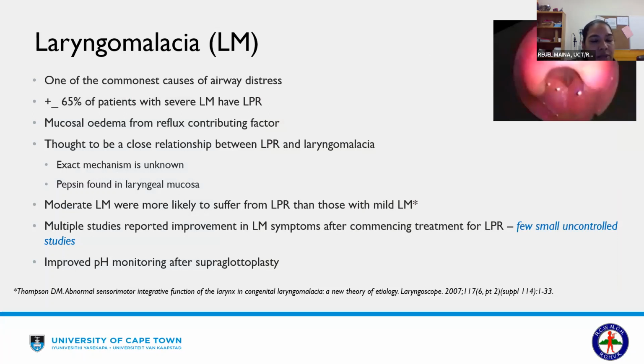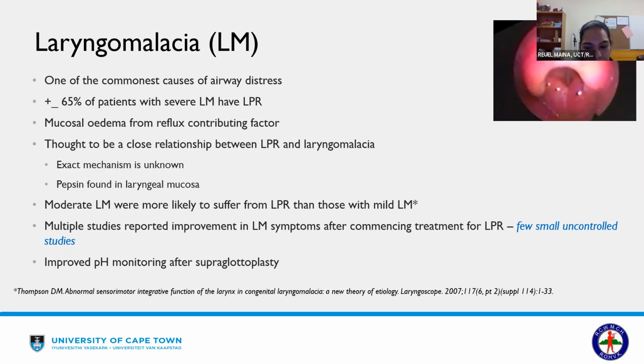So looking at laryngomalacia, it's one of the most common causes of airway distress, and up to 65% of patients with severe laryngomalacia have LPR. And we see that there is a direct contributory factor of LPR to the worsening of laryngomalacia through mucosal edema. The exact mechanism is not quite known, but the proposed mechanism is mucosal edema. And as I've said before, pepsin has been found in laryngeal mucosa in many studies done recently.